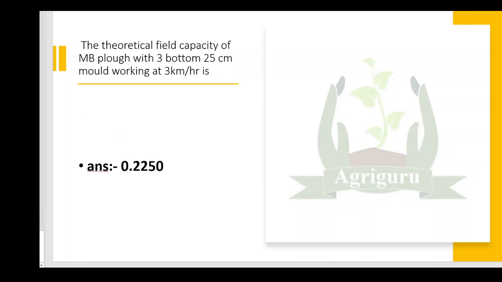The next one is the theoretical field capacity of mold board plow with 3 bottom 25 cm mold working at 3 km per hour. It is also from agriculture engineering formula. So if you calculate this, you can get the answer 0.2250.